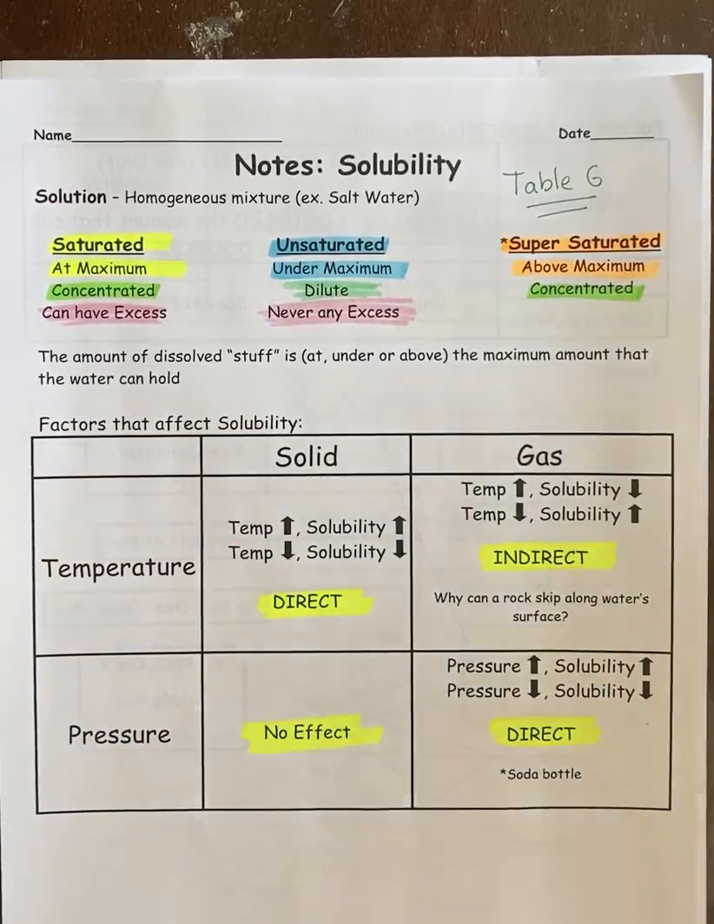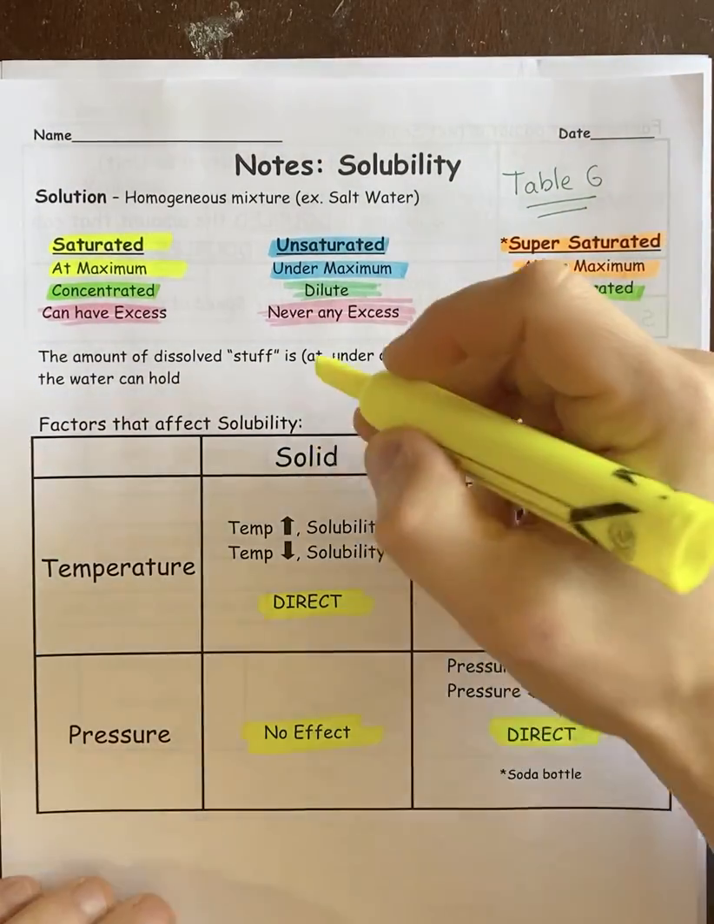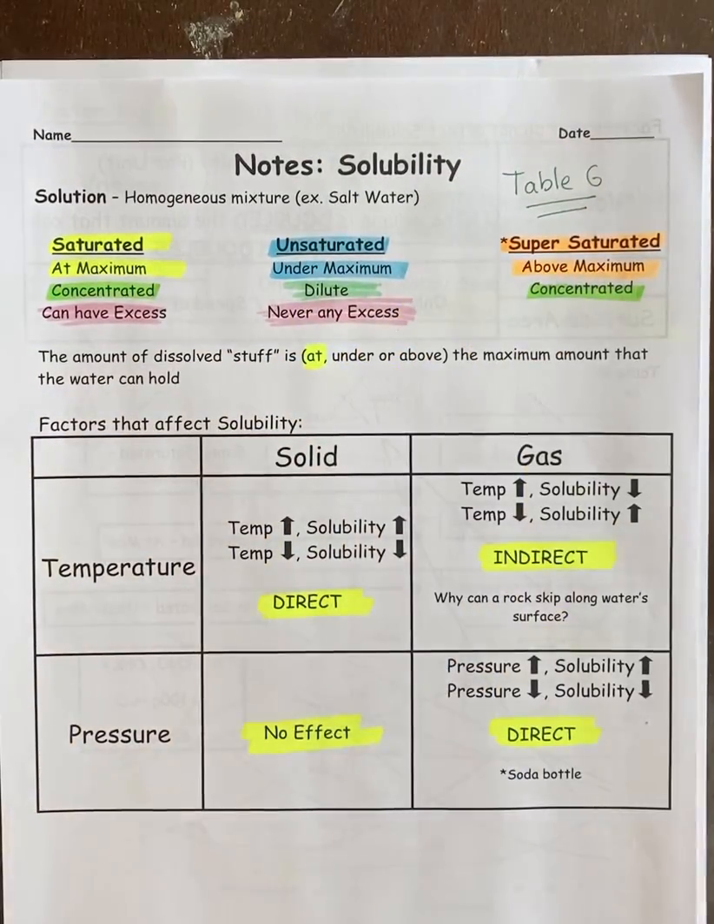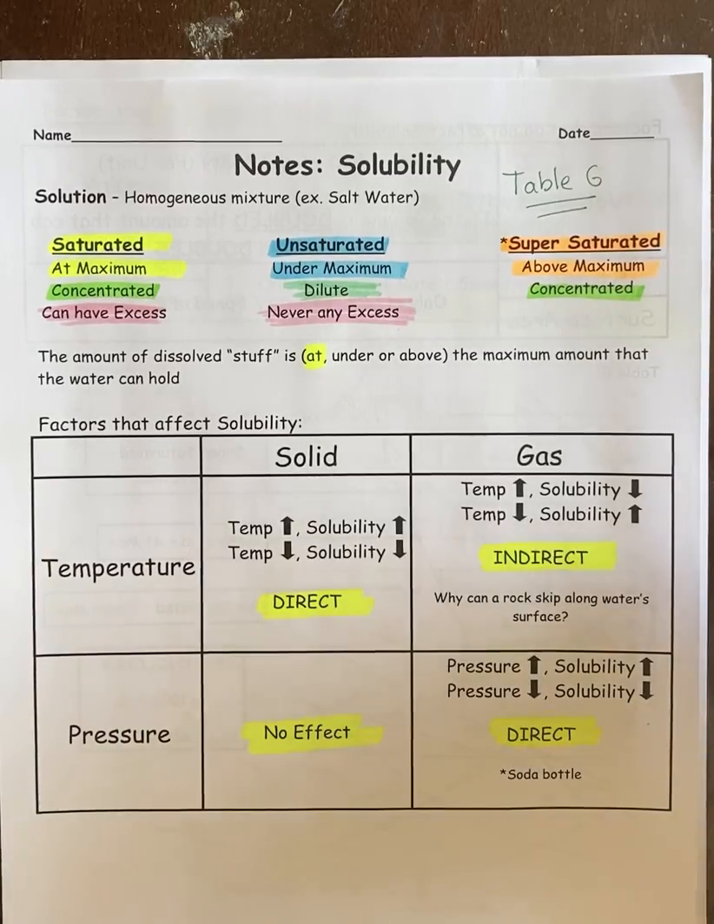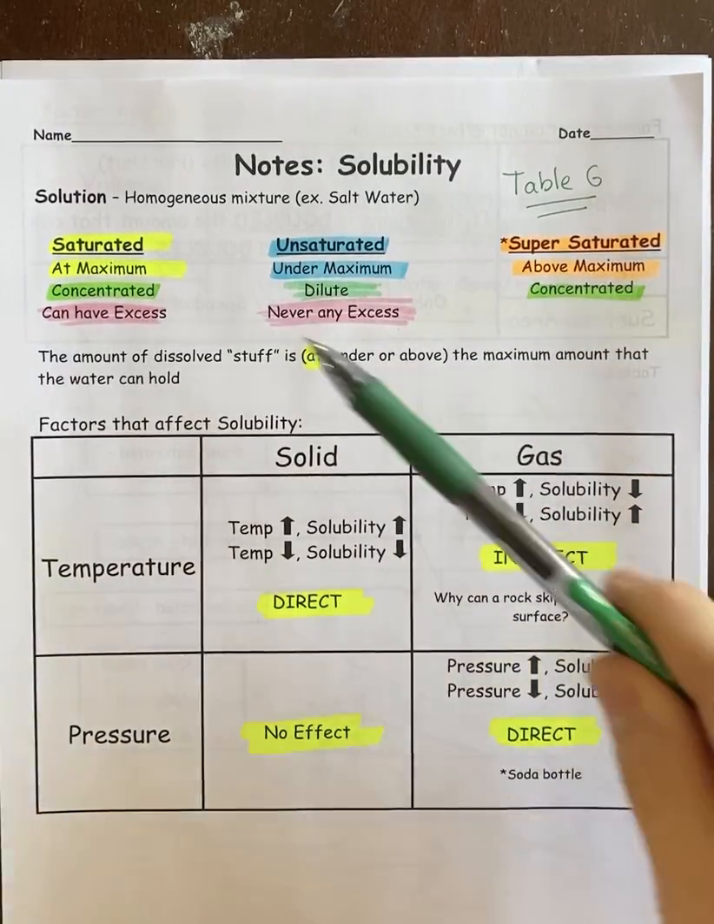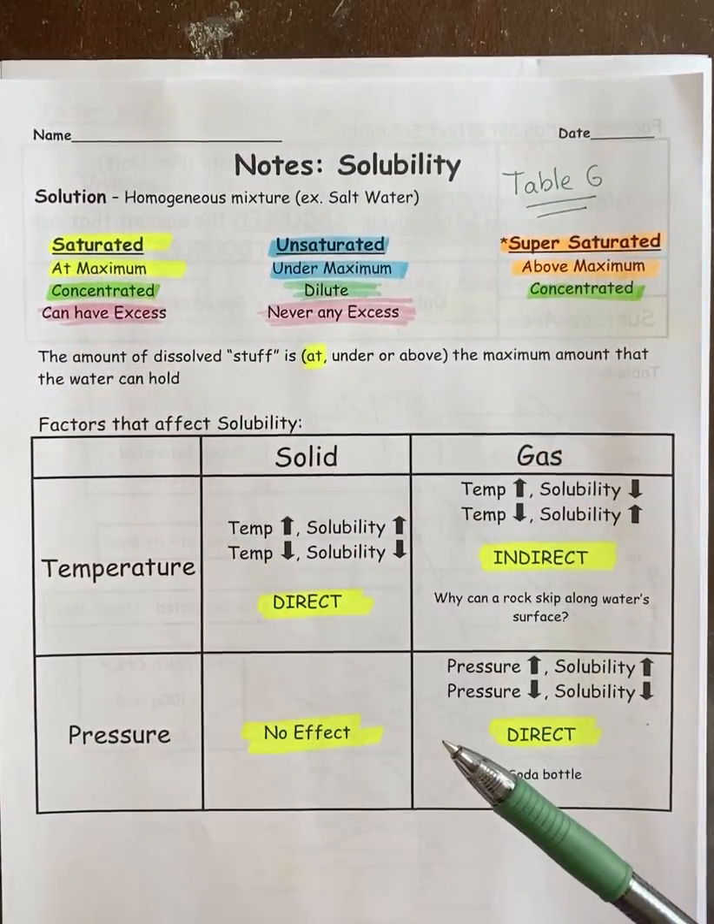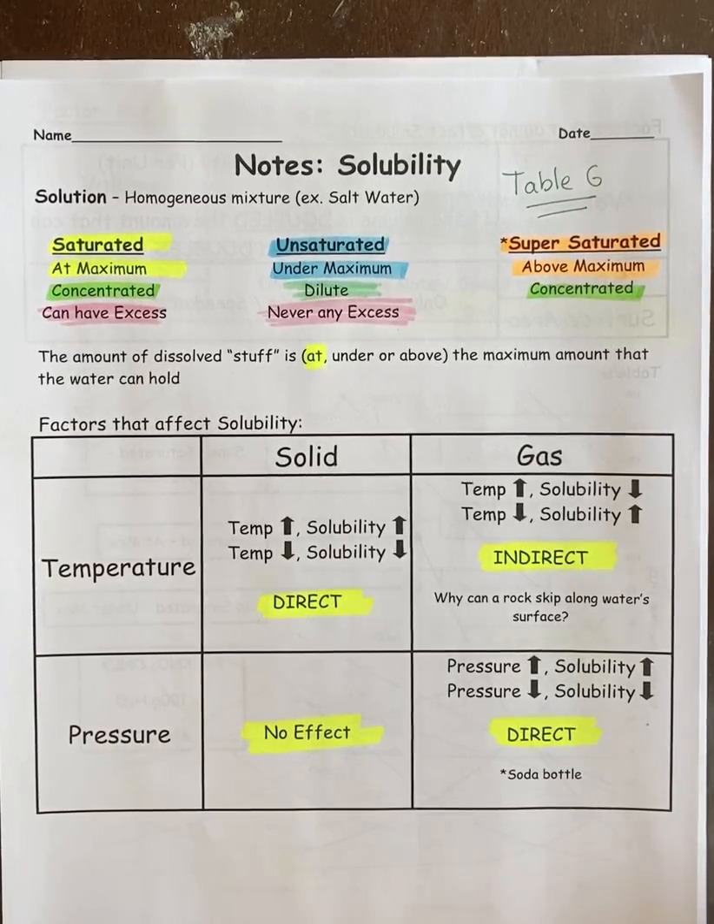If it were saturated, you would be at the maximum amount that can be dissolved for that temperature and amount of water. We would call this a concentrated solution because you're at the maximum, and there can be excess. So in other words, if I make sugar water, if I keep adding sugar to water and I keep dissolving it, eventually I will be at the maximum amount that the water can dissolve. That would be the saturation point, or we would call it saturated. If I add any extra, it's just going to sit at the bottom of the glass and not dissolve. That would be the excess.